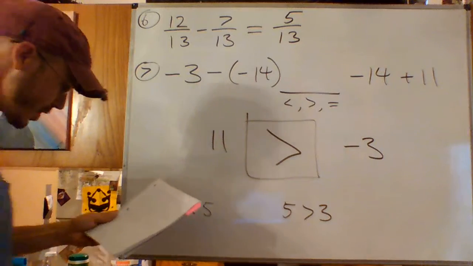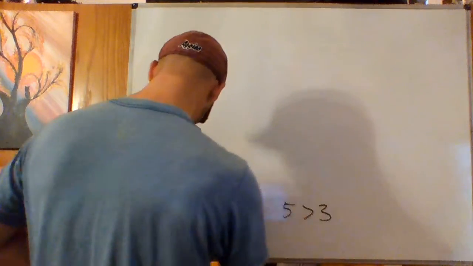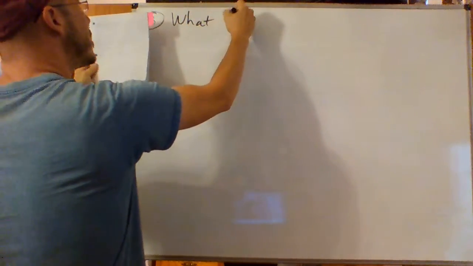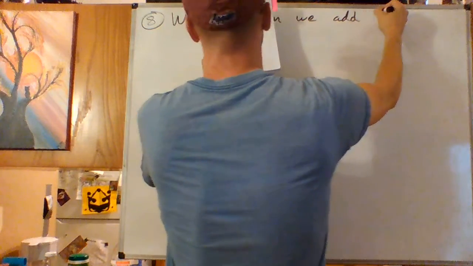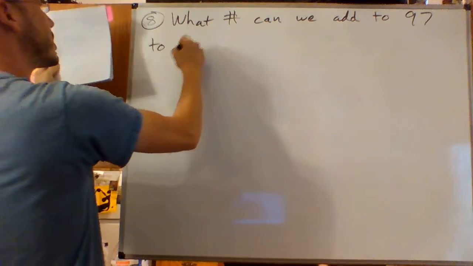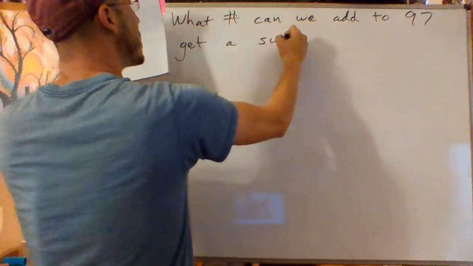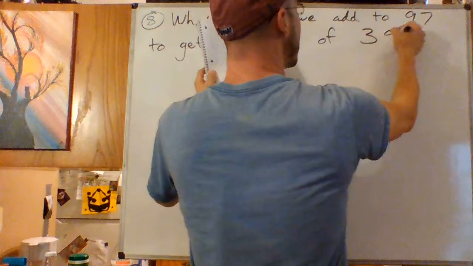All right. So for number 8, it's kind of a verbal question. What number can we add to 97 to get a sum of 39?